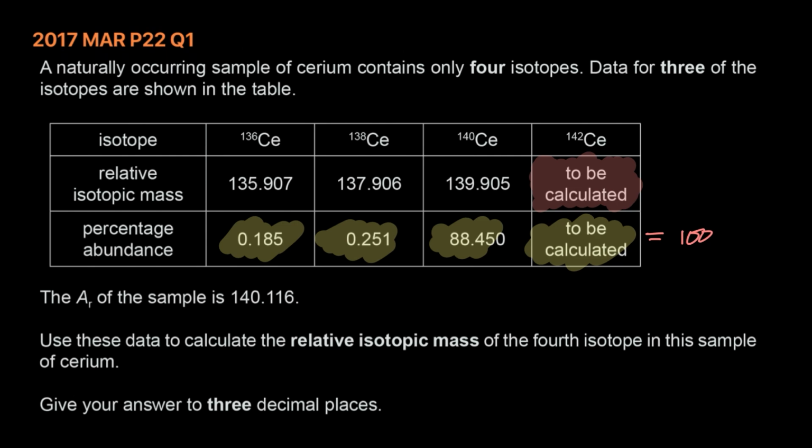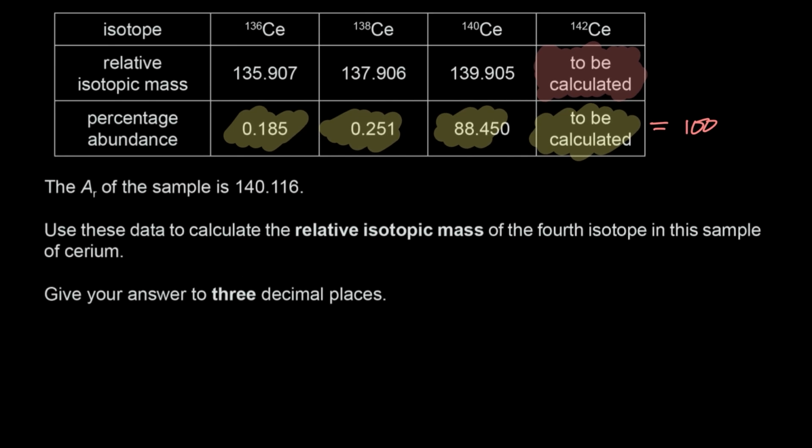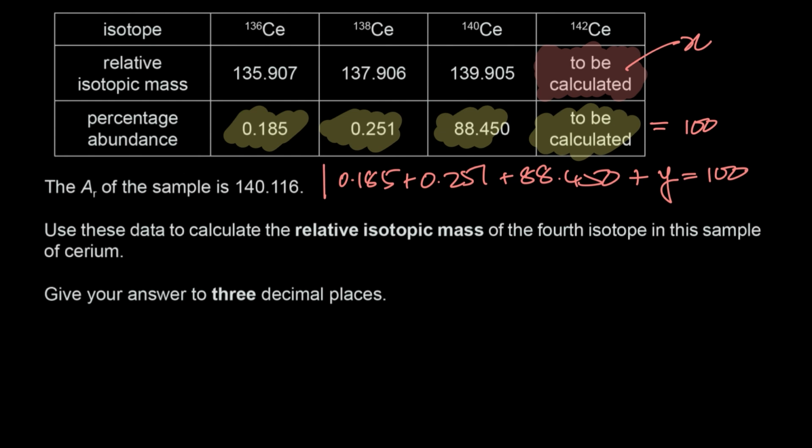So if I'm doing my working first, the way to get to the answer is the first part. So 0.185 plus 0.251 plus 88.450 plus the unknown y equals 100, because I'm going to call this x and this unknown y. So let me get the y first. So when I do that, y comes out to 11.114%. That's the abundance of this particular isotope.